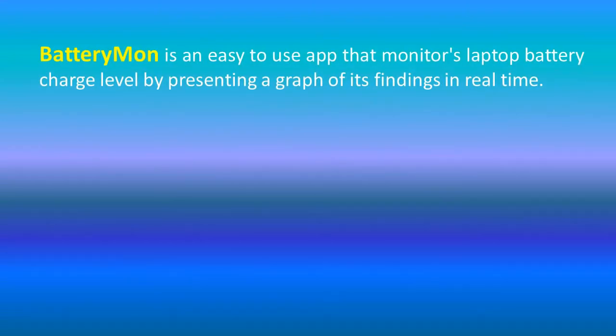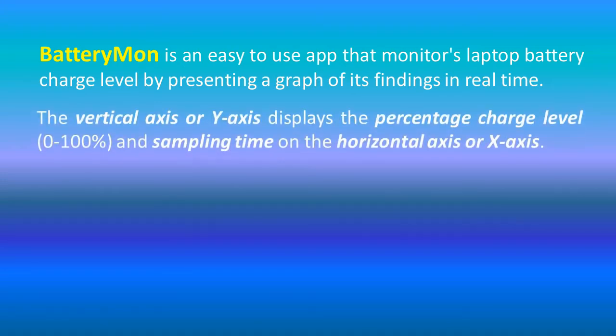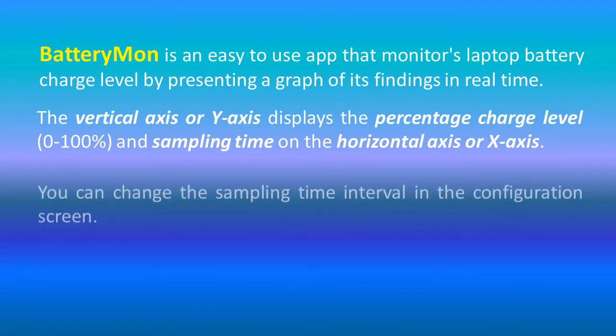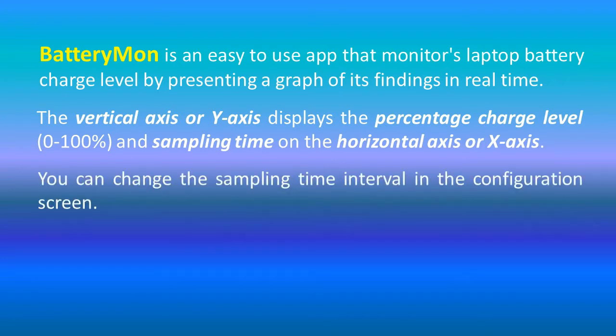Batterymon is an easy to use app that monitors laptop battery charge level by presenting a graph of its findings in real time. The vertical axis or y-axis displays the percentage charge level, that is 0 to 100%, and sampling time on the horizontal axis or x-axis. You can change the sampling time interval in the configuration screen.